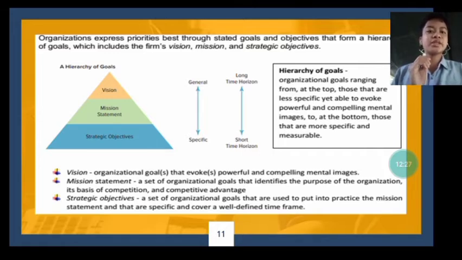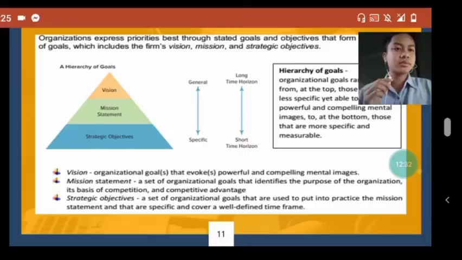Next one is the mission statement, a set of organizational goals that identifies the purpose of the organization, its basis of competition and competitive advantage. So when we say mission statement, it focuses on today and what the organization does. So it is a general statement on how you will achieve your vision.